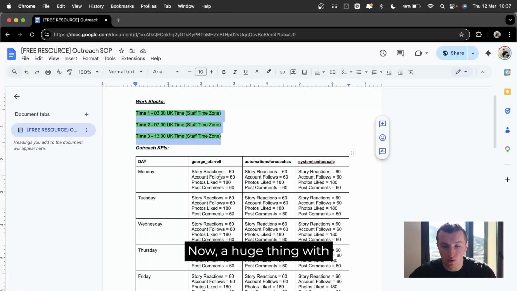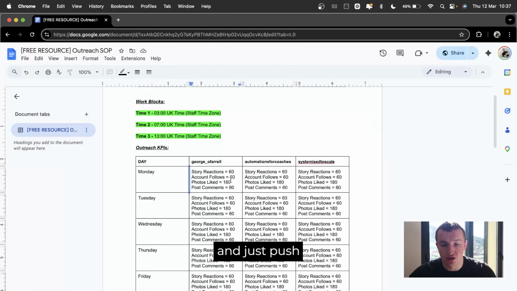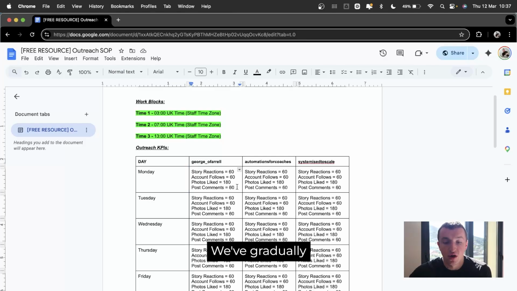Now, a huge thing with this is do not come in and just push these sort of KPIs to start with. We've gradually built up to that. So even if you start off on the lower end at 10, 20 per one, split out across the day, you can then gradually over a matter of weeks build that up. And you're probably going to say, well, this isn't really going to make me any money. How is that going to make me money?